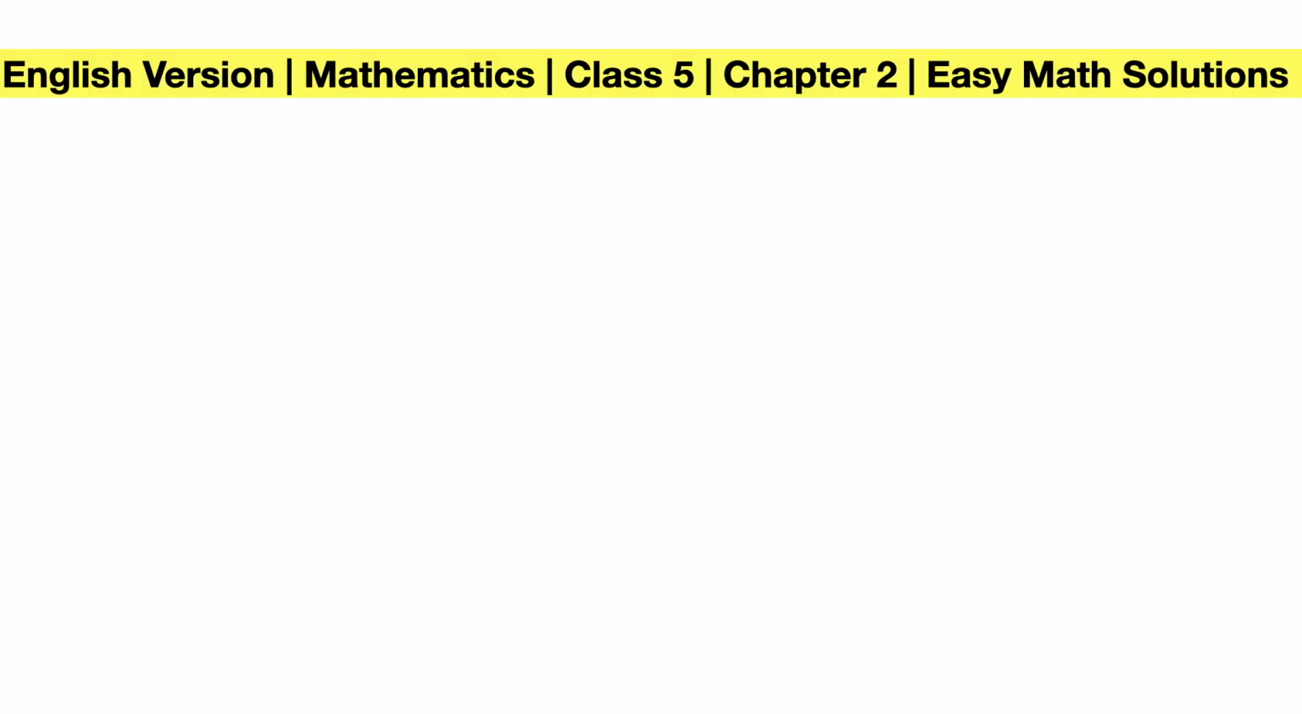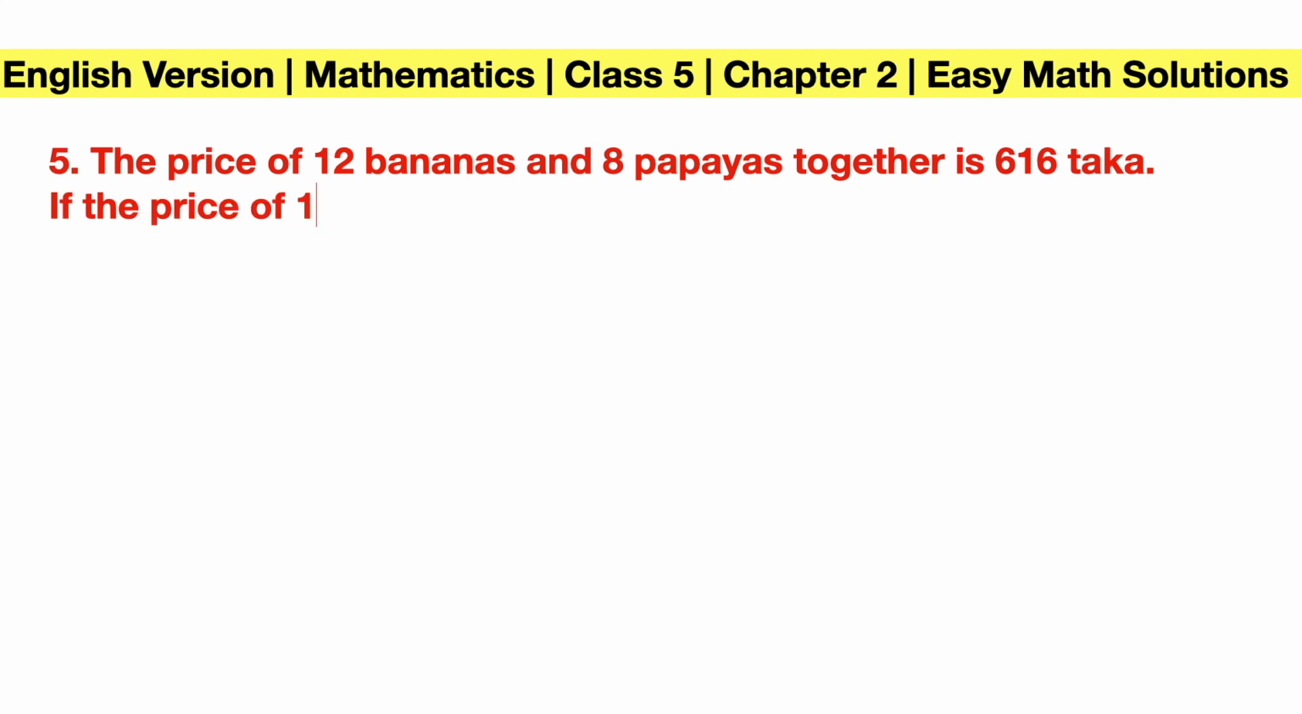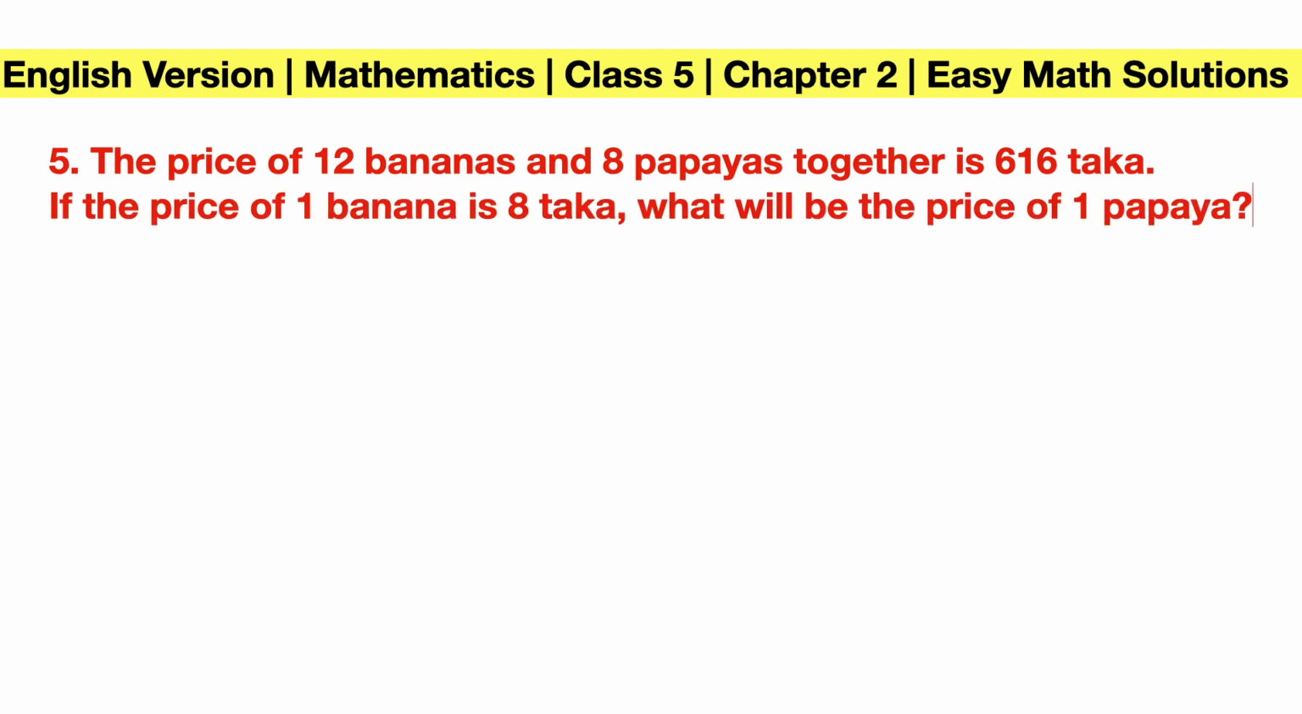English version, Mathematics, Class 5, Chapter 2, Number 5. The price of 12 bananas and 8 papayas together is 616 taka. If the price of one banana is 8 taka, what will be the price of one papaya?